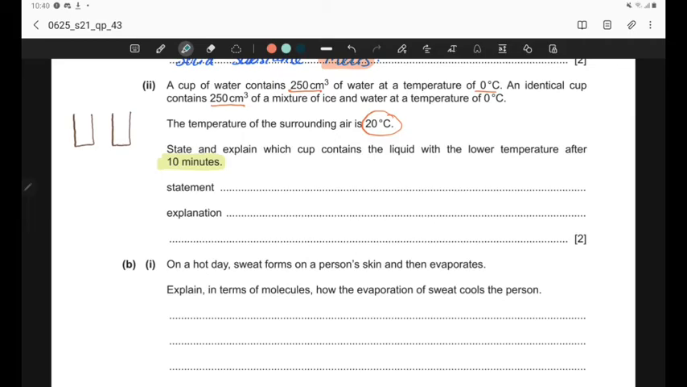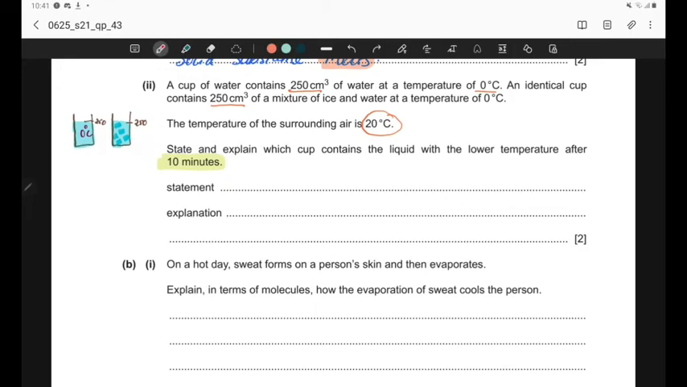And the first cup contains 250 centimeter cube of water. The temperature of this water is 0 degrees Celsius. And in the second cup, again there is 250 centimeter cube of a mixture of ice and water. So in the second cup, as you can see, even though it has the same volume of substance as in the first cup, it's not completely water, but it is a combination of ice and water.